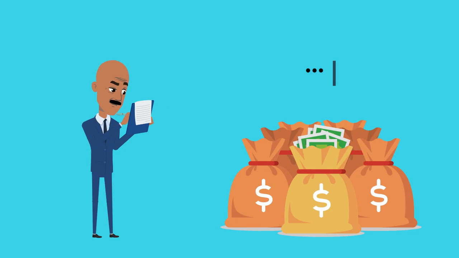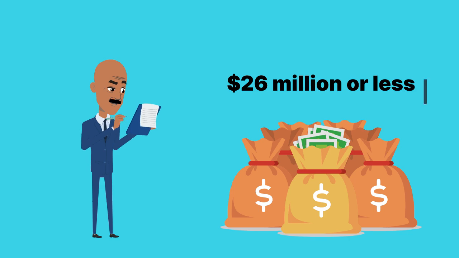To make this short and sweet, the IRS has a gross receipts test, and any corporation or partnership that is not a tax shelter can generally use the cash basis method if its annual gross receipts for the last 3 tax years were $26 million or less.